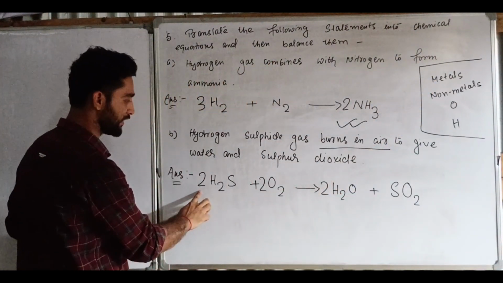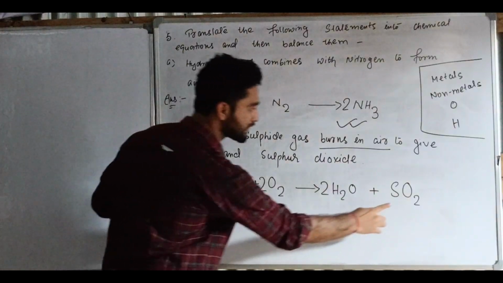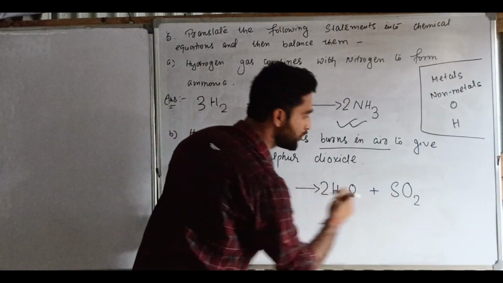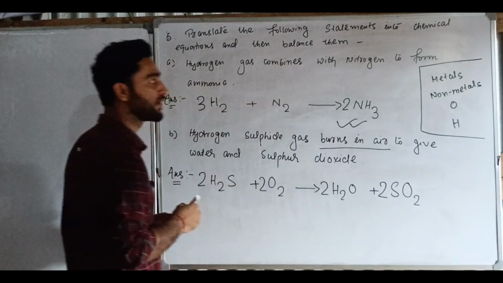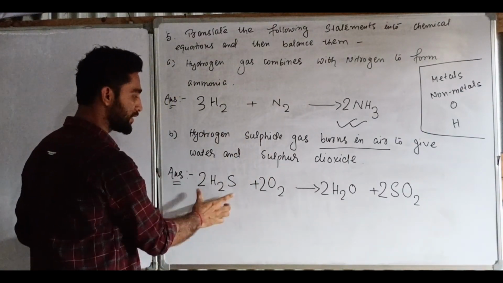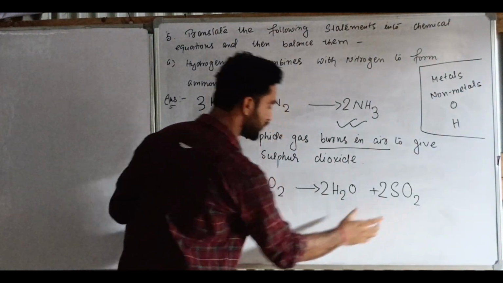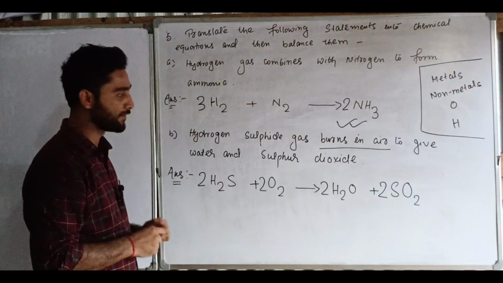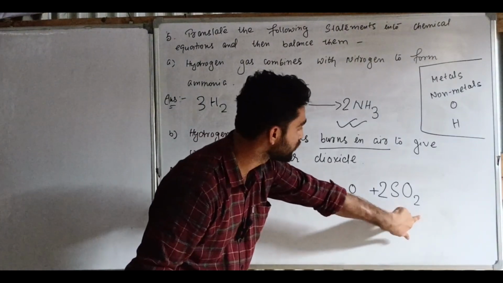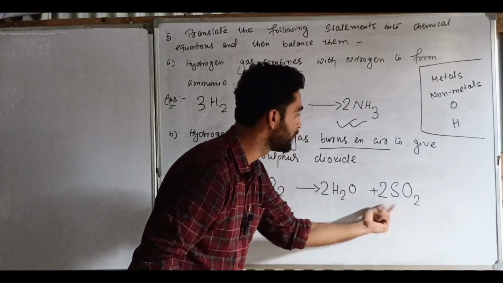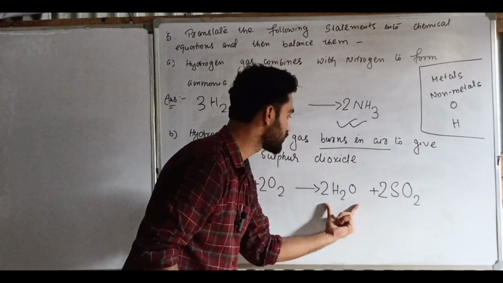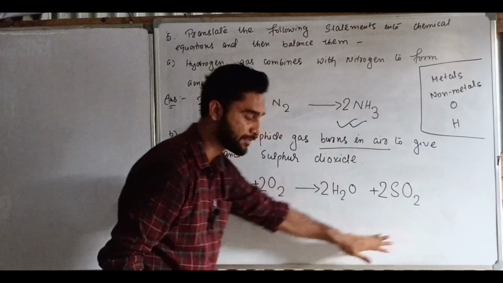Now check the non-metals. See, this side sulfur 2. This side sulfur is 1. So put 2 here. Okay, now again start from the beginning. Metals are absent, sulfur 2, sulfur 2. Now count the number of oxygen. Here you see 2 into 2 is 4 oxygen because these two will be multiplied. So 4 oxygen plus 2 oxygen. So right hand side 6 oxygens are present.